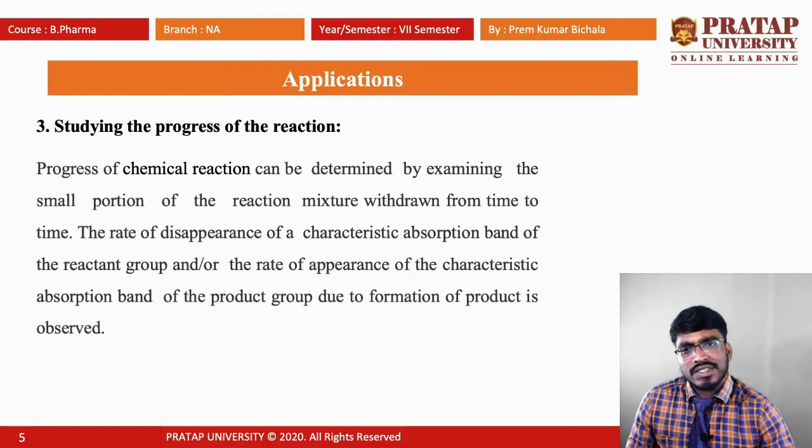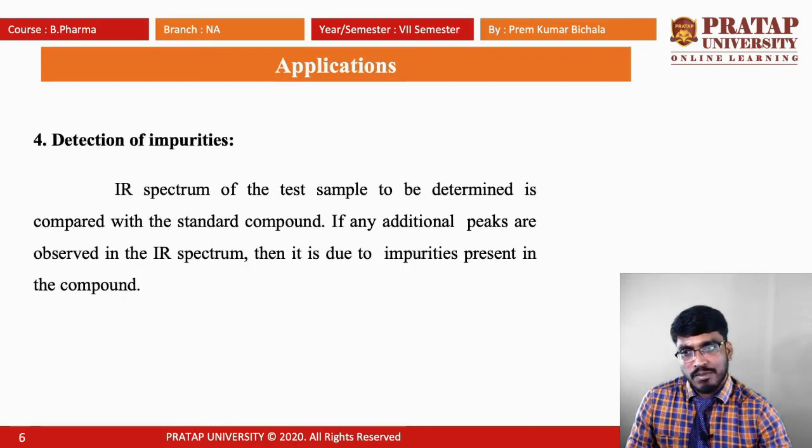So in a chemical reaction, we should have some scheme. The scheme consists of different steps of reaction. So for each step, we can identify its progress: whether step 1 is completed or not, whether step 2 is completed or not, and what the proper rate of reaction is in the reaction. So these should be identified or studied by using IR spectroscopic determination.